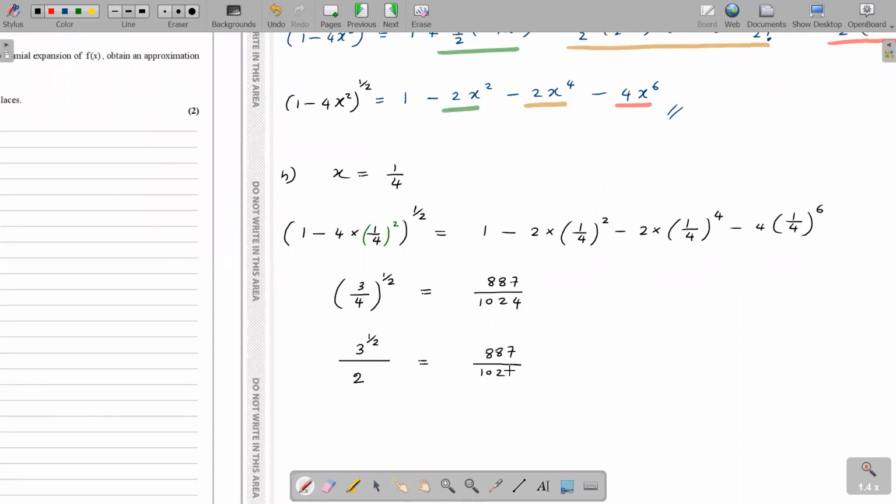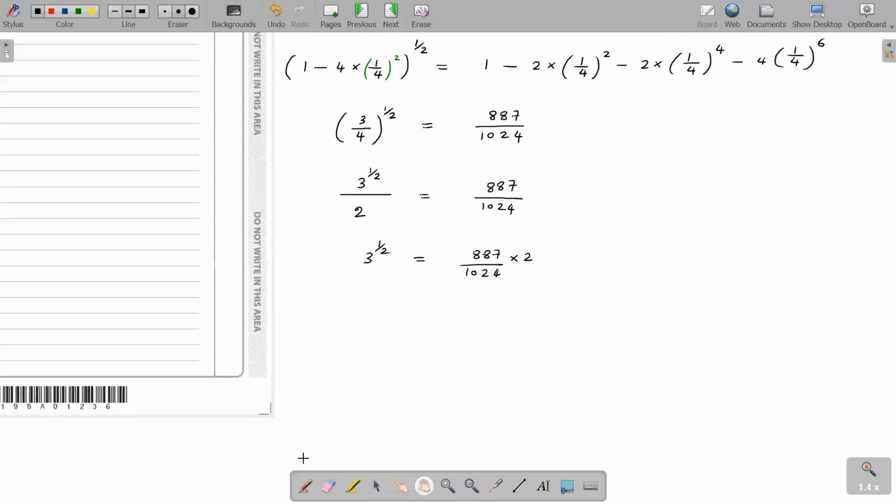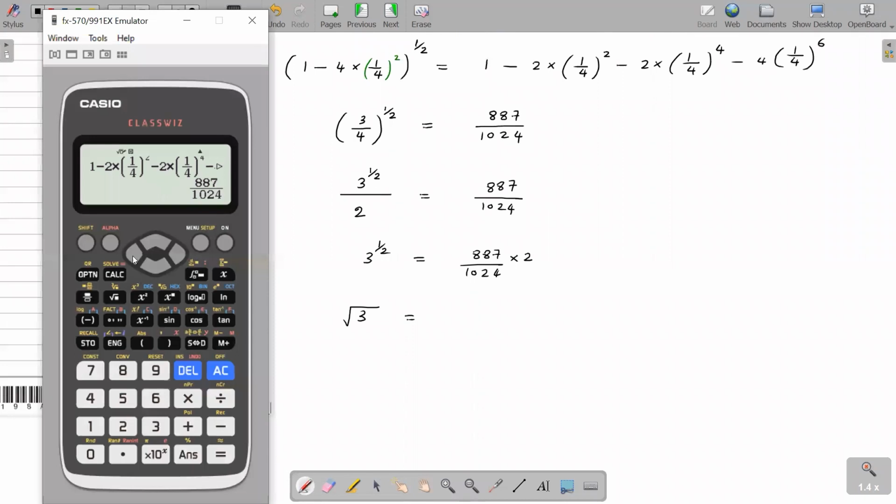887 over 1024. Take the 2 to the other side and multiply. How much is 887 over 1024 multiplied by 2? They want the value to 4 decimal places. So this is the value of 3 to the power half, in other words root 3, and you need to give the answer.